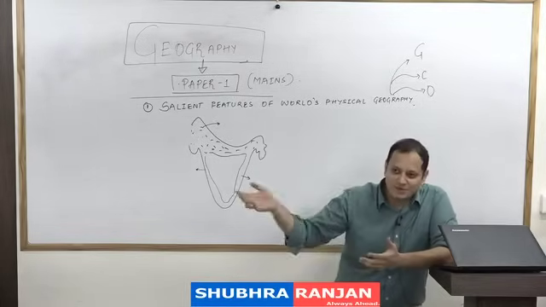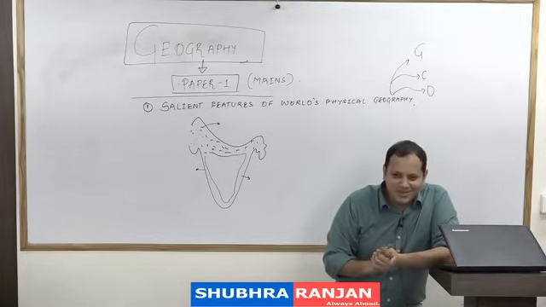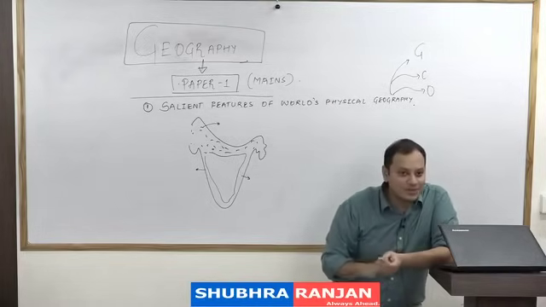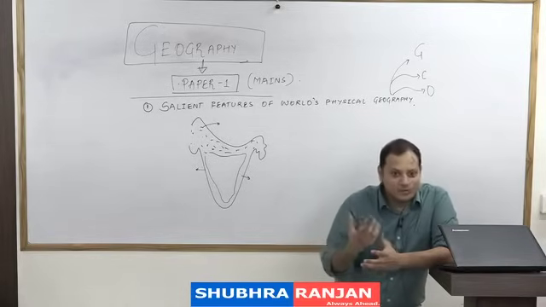So there the color of the soil is black. Why is it so? Because of something known as basaltic rock. Now basaltic rock also has more iron.